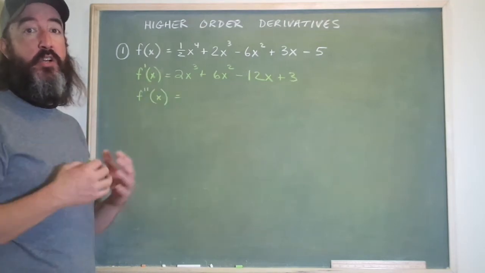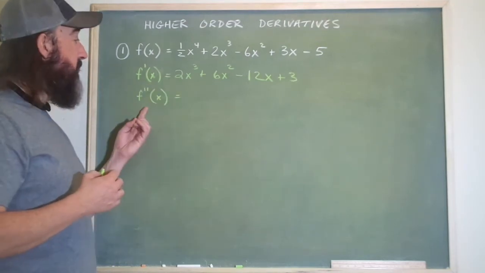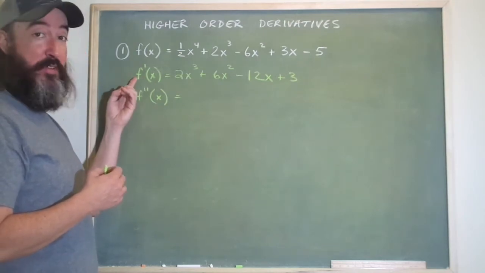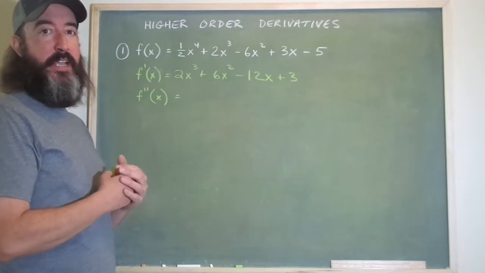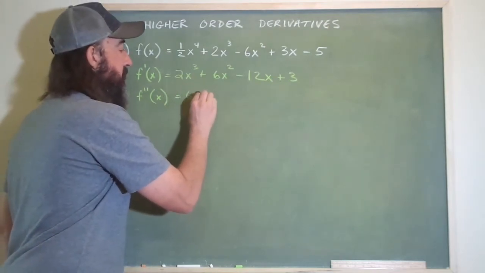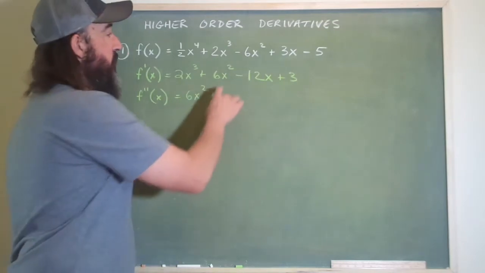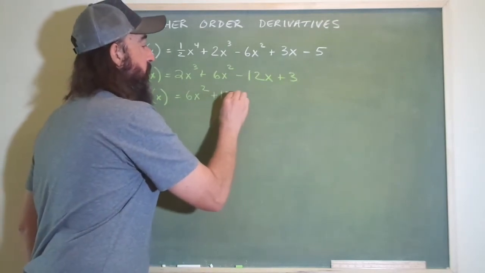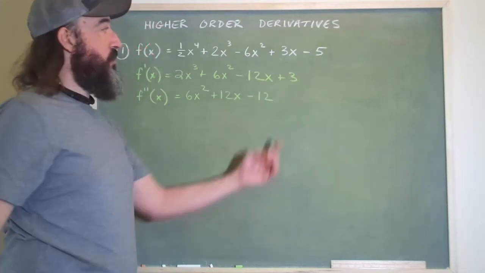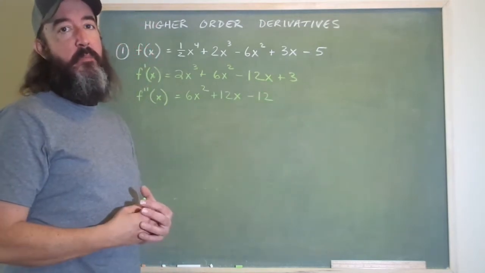We're here today to learn that there's something in calculus known as a second derivative, and it's nothing more than a derivative of the derivative. So let's see what the second derivative of f of x is. The derivative of 2x cubed is 6x squared. The derivative of 6x squared is 12x. The derivative of negative 12x is negative 12. And of course, the derivative of 3 is 0.